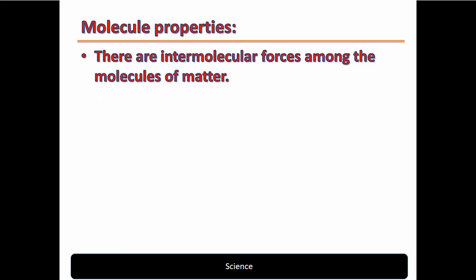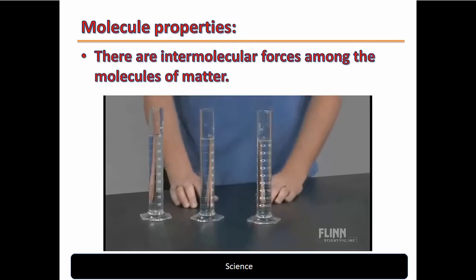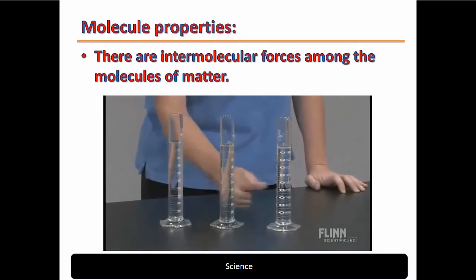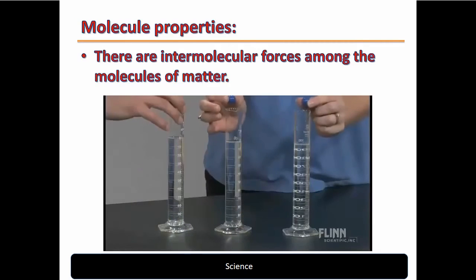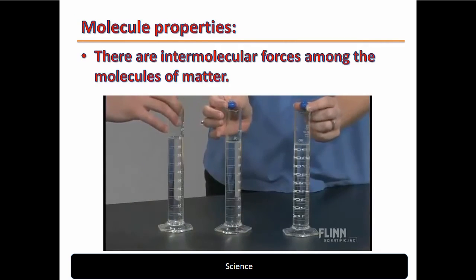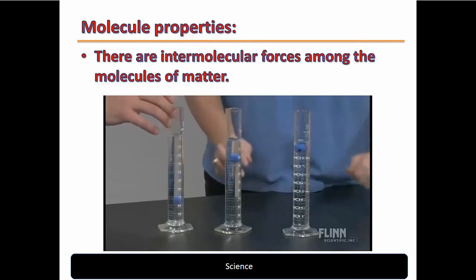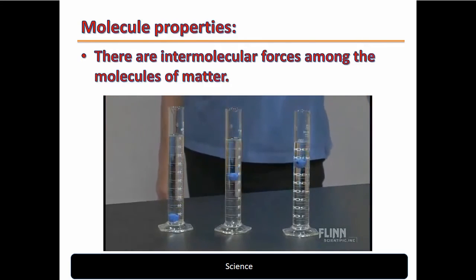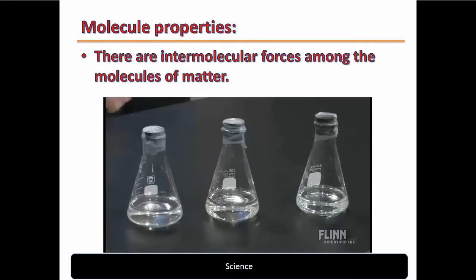The third property of molecules is that there are intermolecular forces among the molecules of matter. We have a very simple experiment here. We will prepare three cylinders containing three different liquids, and by putting a plastic ball in to fall freely, we will notice that they fall with different speeds. This is because they have different intermolecular forces between the molecules.